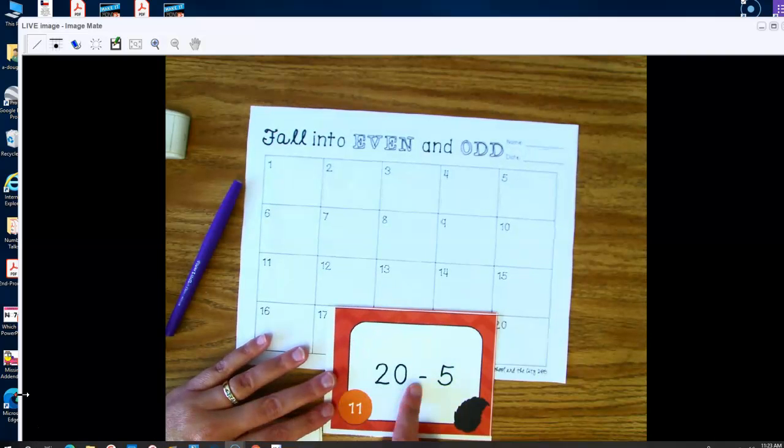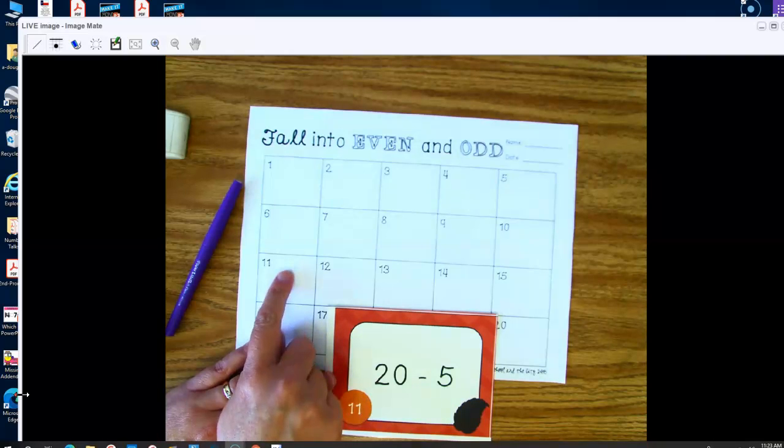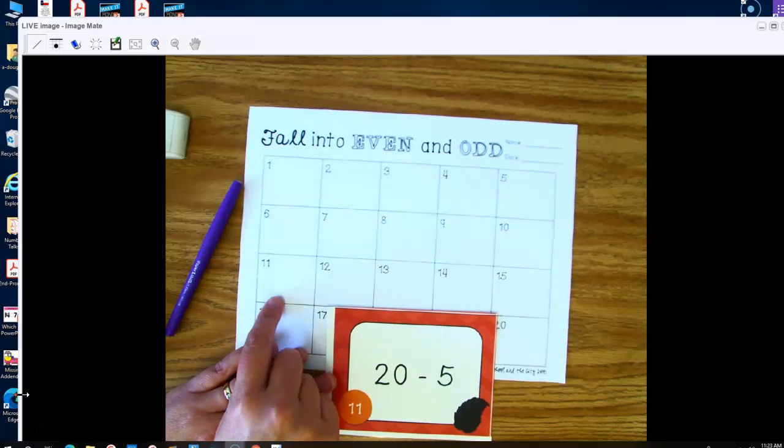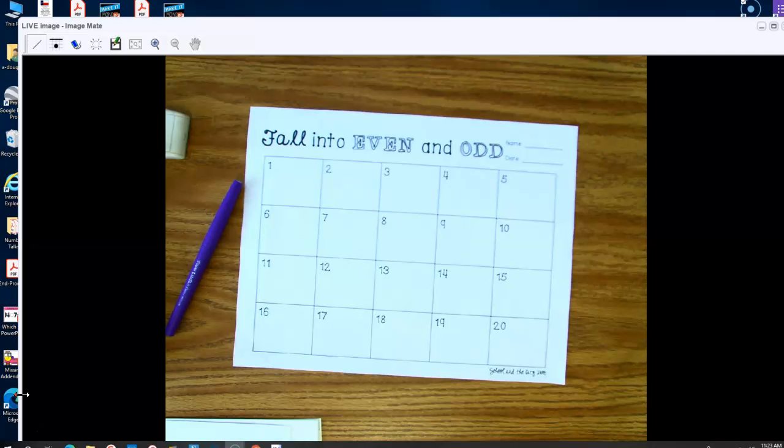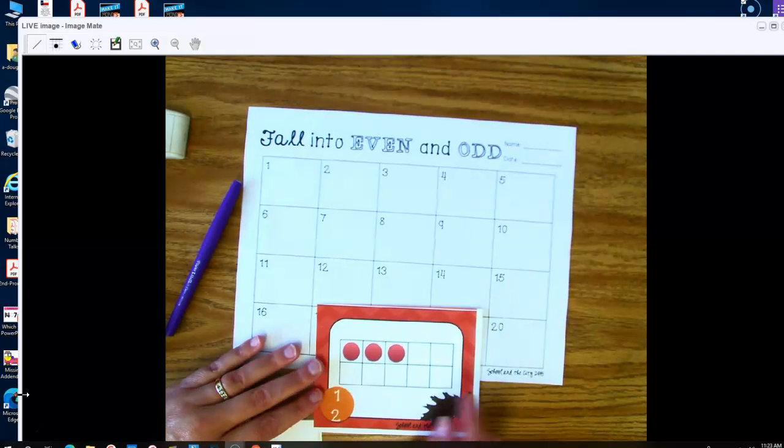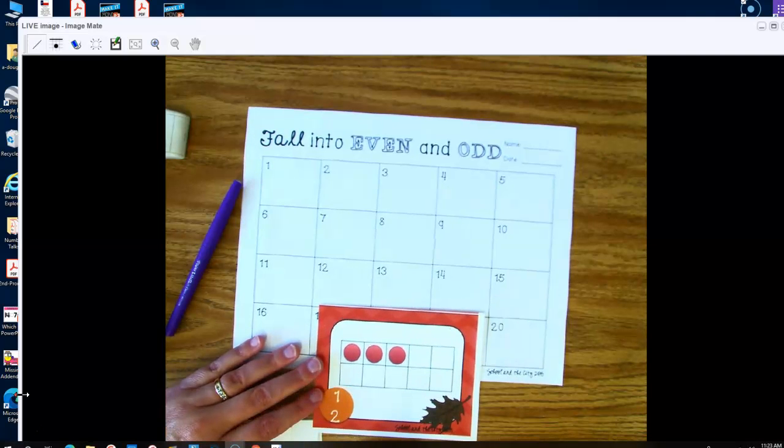11, 20, take away 5. Think of what that answer is. Think of the 1 spot in that answer. If you need to write the answer in here to look at it, that's fine. Tell me if that answer is odd or even. Number 12, look at the 10 frame. What is the number? Is that odd or even?